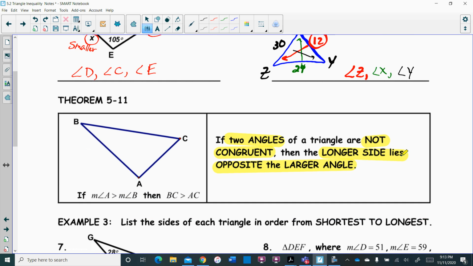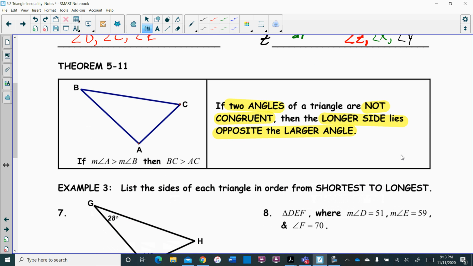So if I know the largest side is opposite the largest angle, then if I have two angles that are not congruent, I could just do the vice versa, the reverse of this. Then your longer side will always lie opposite the larger angle.